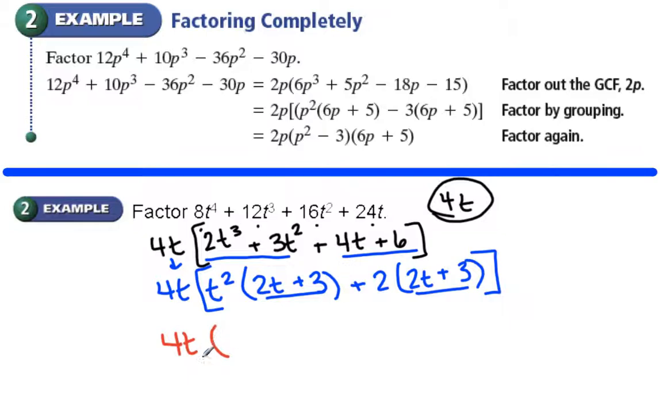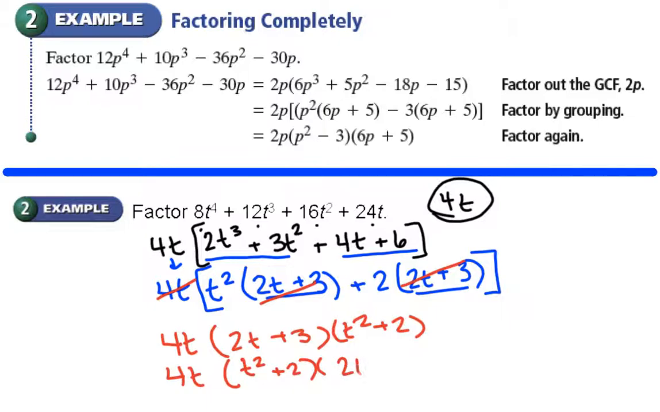the parentheses that match, 2t plus 3. Mark those out because you know you've got all that stuff done. And t squared plus 2. And again, I would rewrite this so that the larger degree binomial is first. 4t times t squared plus 2 times 2t plus 3. And factoring completely is definitely a little bit more challenging than the other one, just because you do have to factor out the greatest common factor first.